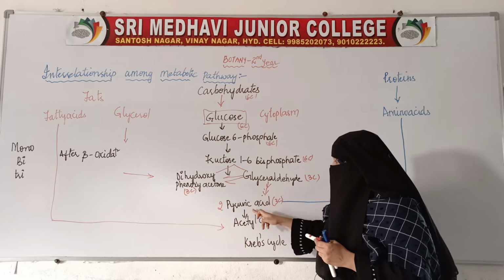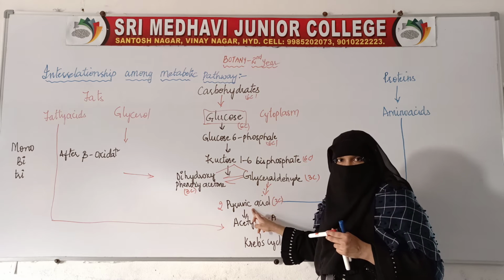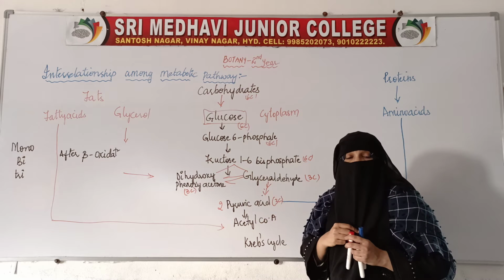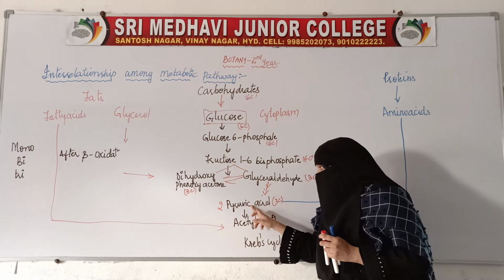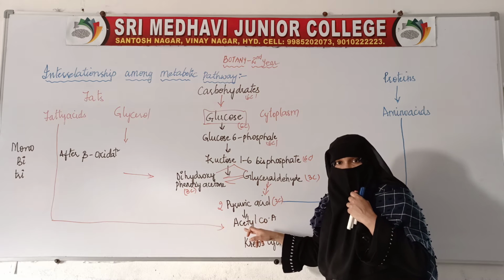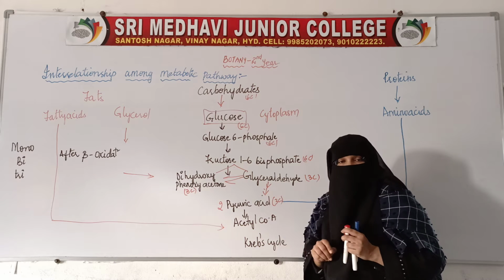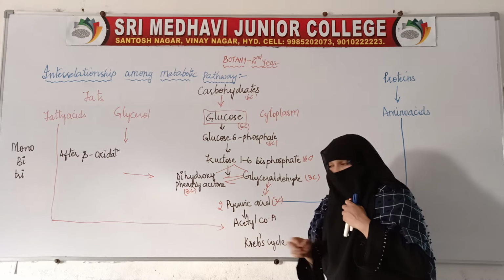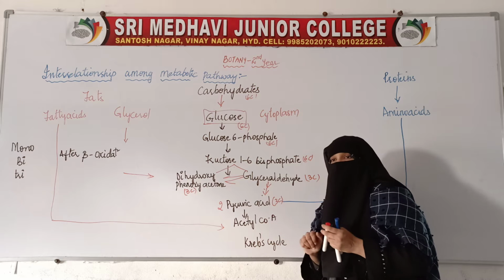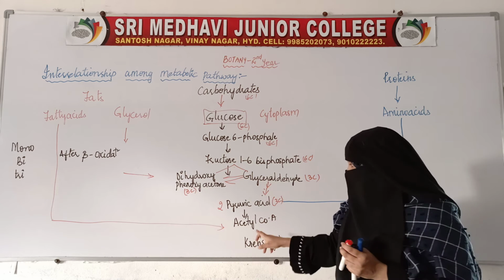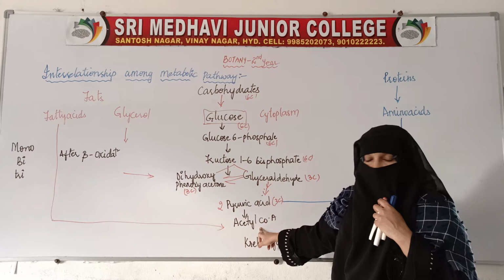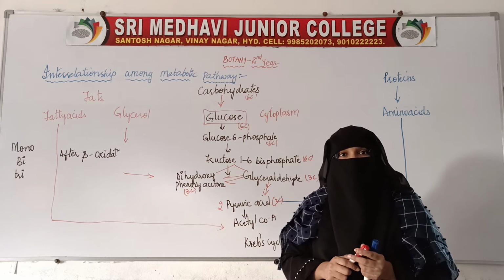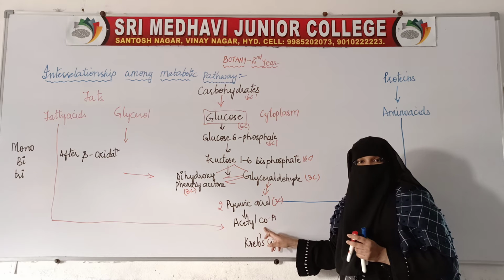So all this happens during glycolysis. Carbohydrates, that is glucose, change into 2 molecules of pyruvic acid. This pyruvic acid then reacts to form acetyl coenzyme A. A molecule of carbon dioxide is released, and it changes into a 2 carbon compound, that is acetyl coenzyme A.